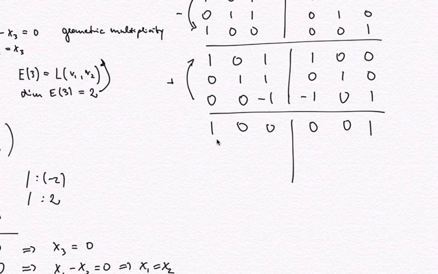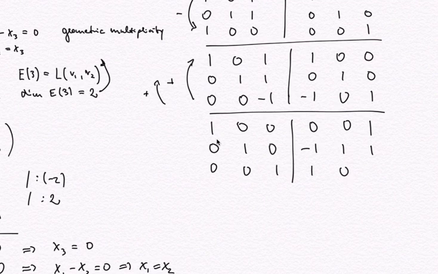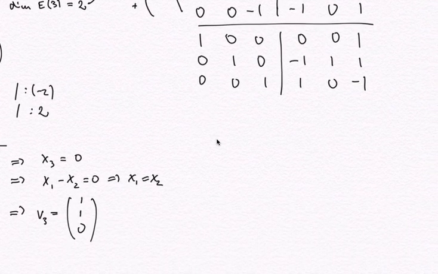Now I'm going to add the third row to the second. 0 plus 0, 0. 1 plus 0, 1. 1 plus minus 1, 0. 0 plus minus 1, minus 1. 1 plus 0, 1. 0 plus 1, 1. Now I'm going to multiply the third row by minus 1. 0, 0, 1, 1, 0, minus 1. And I have my candidate for P inverse, modulo calculation errors.